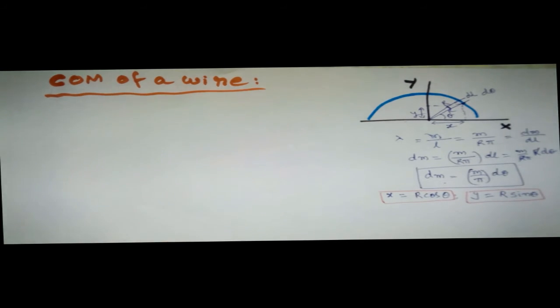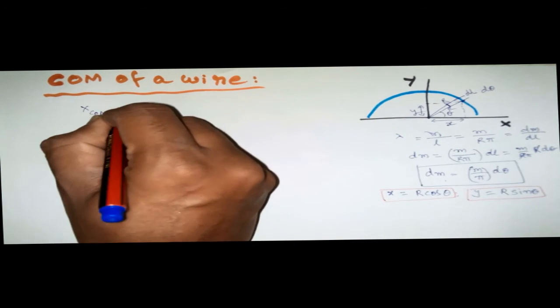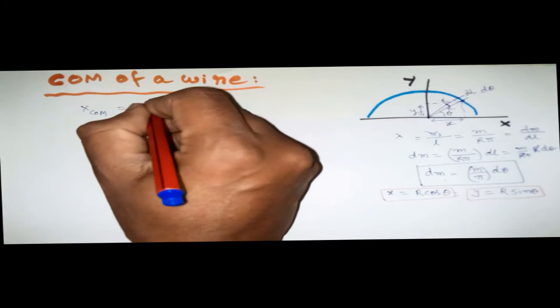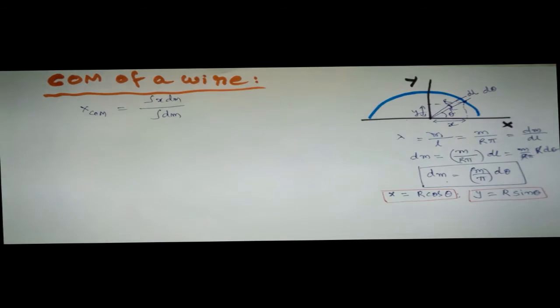No doubt these x and y represent the position of the point we imagined in the given problem. Now, let us apply the concept of center of mass for continuously distributed mass. Let us consider first the position of x cm. The x position of center of mass is equal to integration of x dm divided by integration of dm. This is the formula for the position of center of mass.